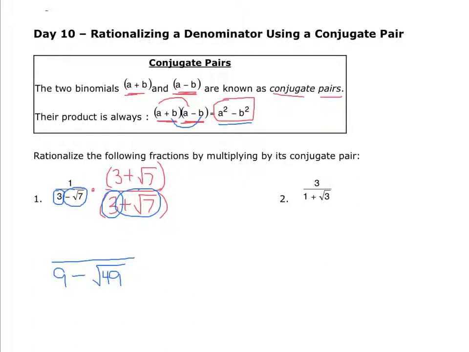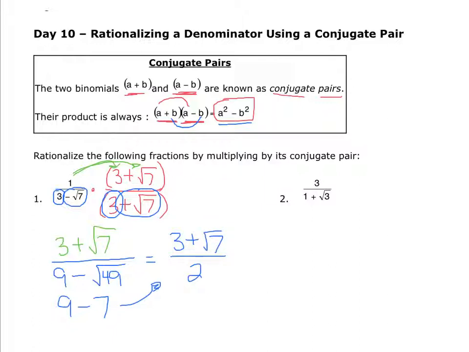In the numerator, I have to go ahead and take the 1 and distribute that among both parts of the binomial here. Obviously, if we're multiplying by 1, it doesn't change the value, so we're simply left with 3 plus radical 7 on top. We do need to simplify this problem down. To do that, we can take the denominator. We know that the square root of 49 is really 7, and so 9 minus 7 is going to give me a 2. On top, I'm still left with 3 plus radical 7.